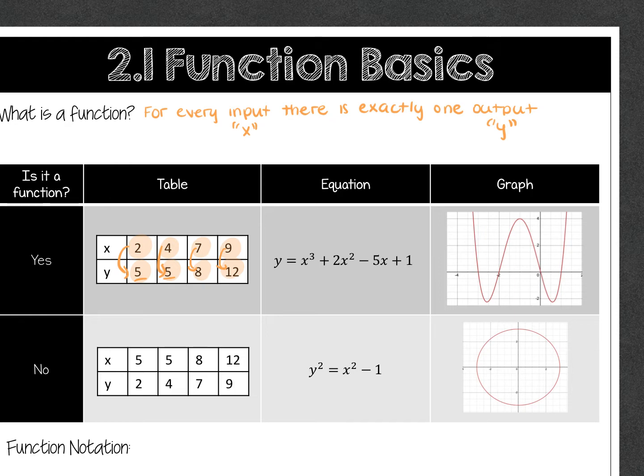Now in the non-example, we have a case where we have x of 5, but x is going to two different y values, right? We have 5 going to 2 and 5 going to 4. This is where it's not a function, because every input needs exactly one output. And in this case, my input has two different outputs. So this was what makes that not a function. Another way of thinking about this is that x cannot repeat.